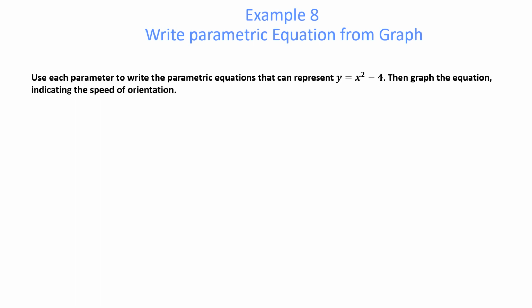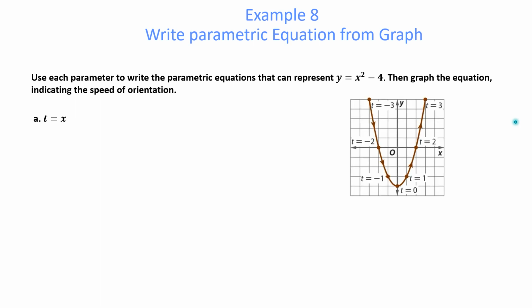Example 8. Write parametric equation from graph. Use each parameter to write the parametric equations that can represent y equals x square minus 4. Then graph the equation, indicating the speed of orientation. t equals x. When t equals x, we get a parabola. The orientation is in the direction from t equals minus 3 to t equals plus 3.